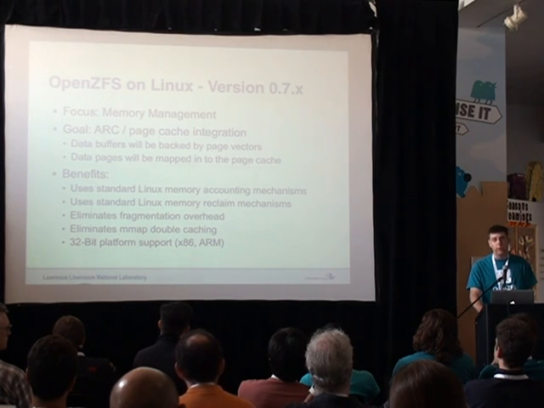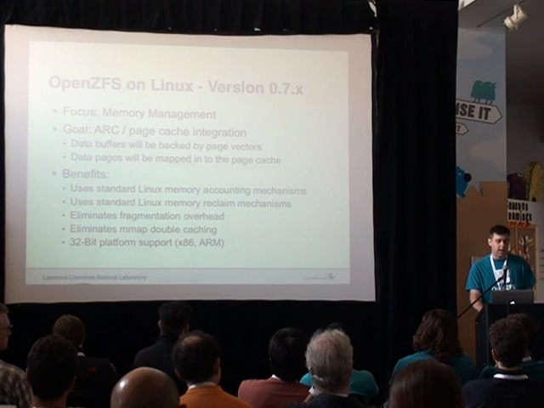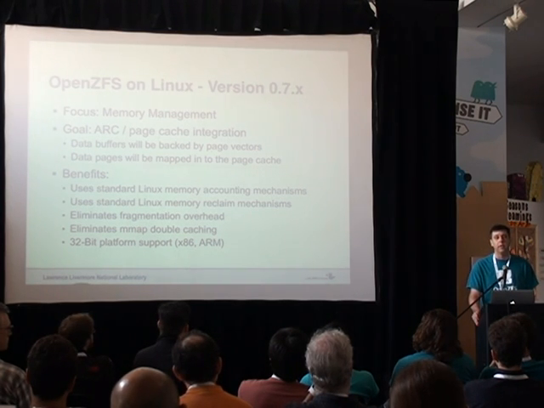Fragmentation goes away if we're integrated with the page cache, so we can allocate just as many pages as we need for buffers. As mentioned before, we absolutely double cache or double map at the moment on Linux. There will be a version of an ARC buffer, and then there will be a copy of pages mapped into the address space. We really want to unify those two.